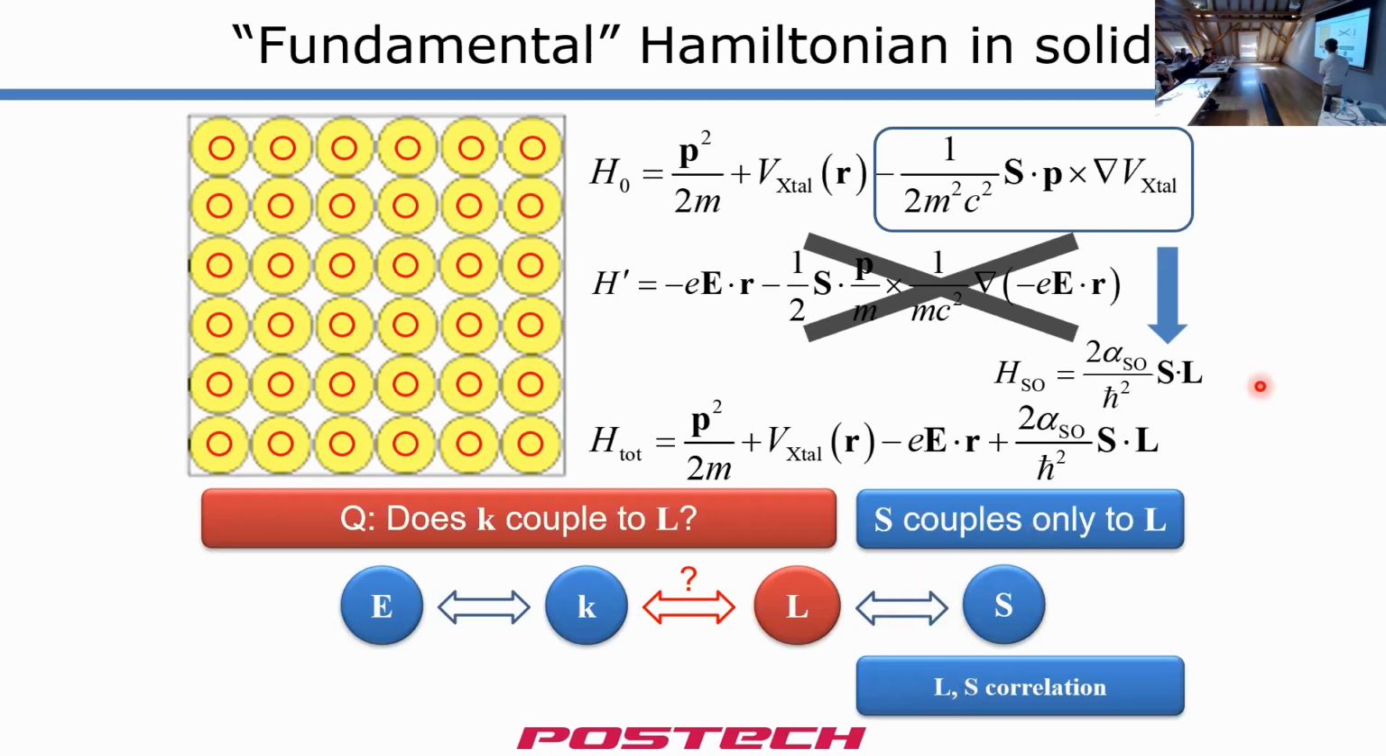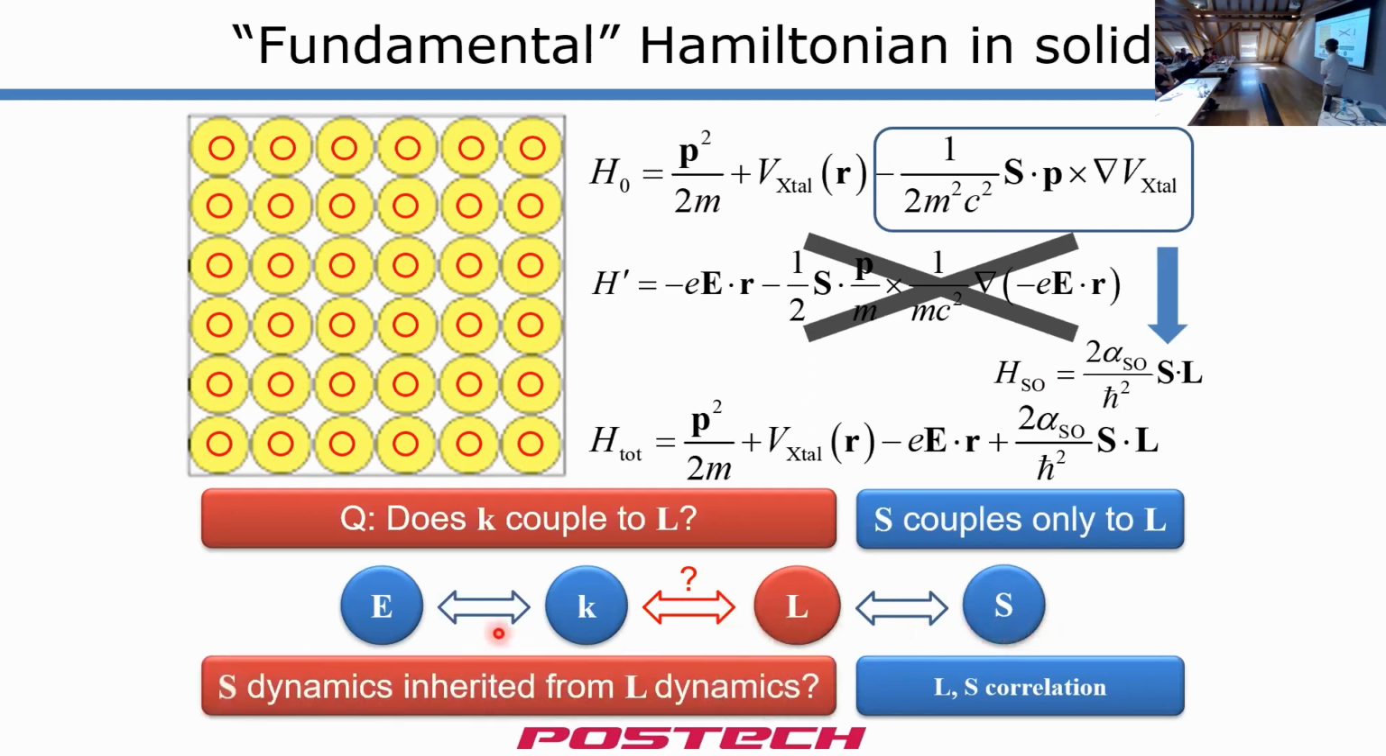So here, S dot L basically generates some correlation between orbital and spin degree of freedom. And so in this picture, we can now see that if something happens from a spin, actually it should be inherited from the properties of orbital angular momentum. So in that sense, we may even say that orbital dynamics is more fundamental than spin dynamics.